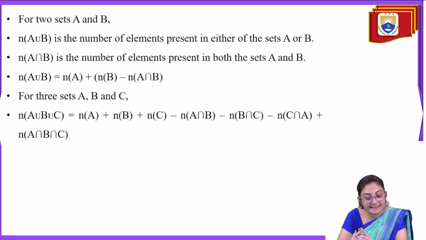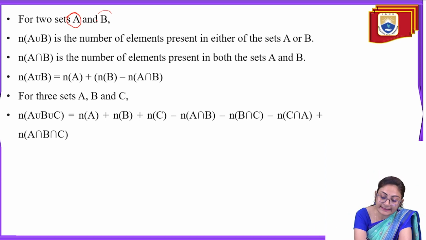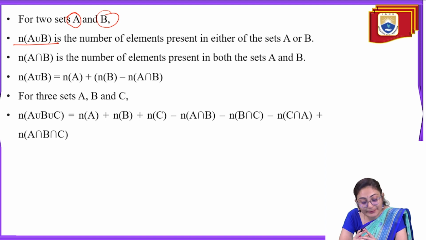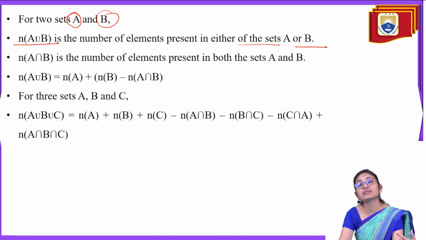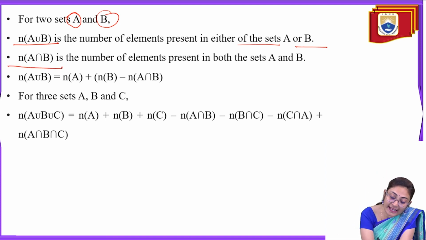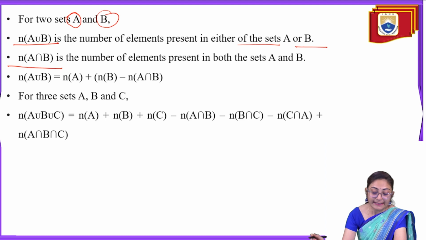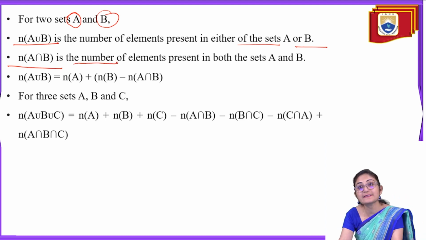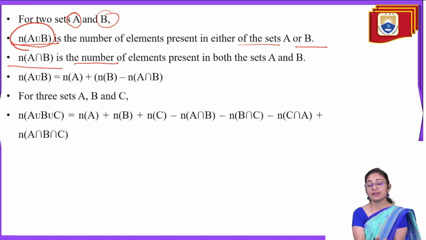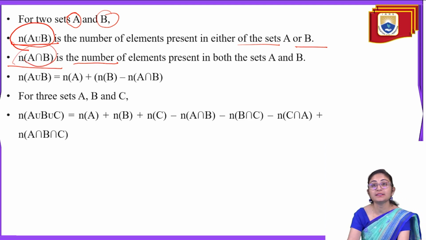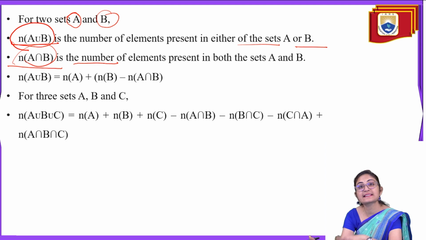Now let's consider two sets, set A and set B. n of A union B means the number of elements present in either set A or set B. Next, n of A intersection B represents the number of elements present in both sets A and B. In A union B, the elements are present in set A or set B, while A intersection B shows that elements are present in both sets A and B.